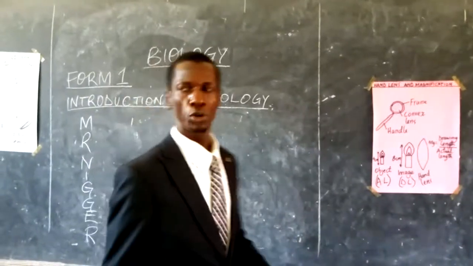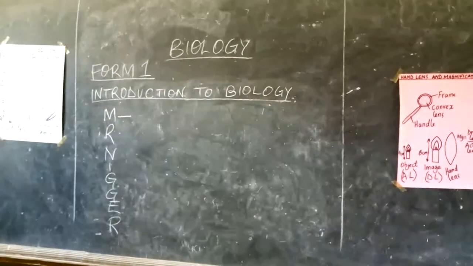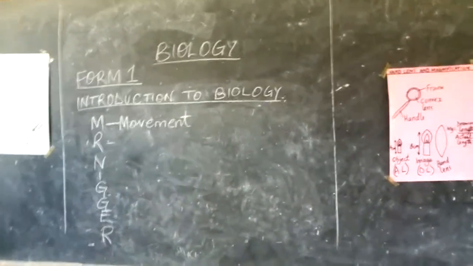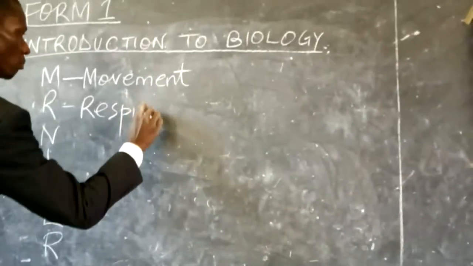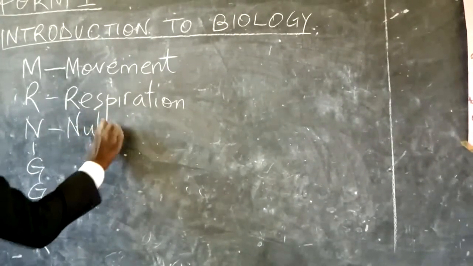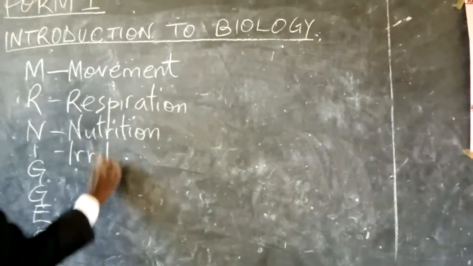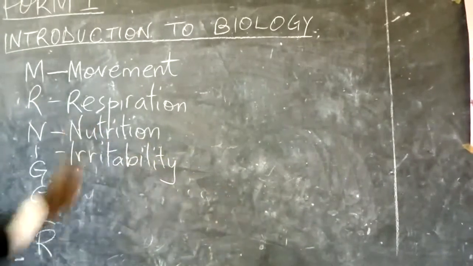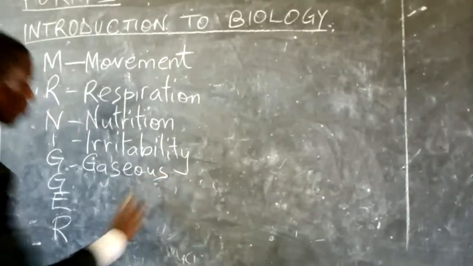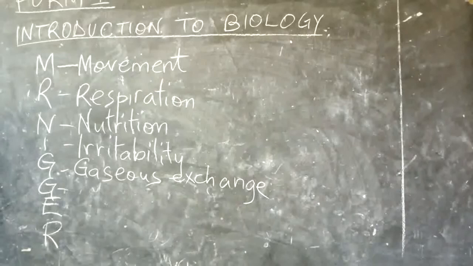This acronym will enable you to remember all the eight characteristics of living organisms, whereby the first letter M stands for movement. Second letter R stands for respiration. Another letter here, N, stands for nutrition. Letter I stands for irritability. Letter G, the first one, stands for gaseous exchange. Another G stands for growth and development.